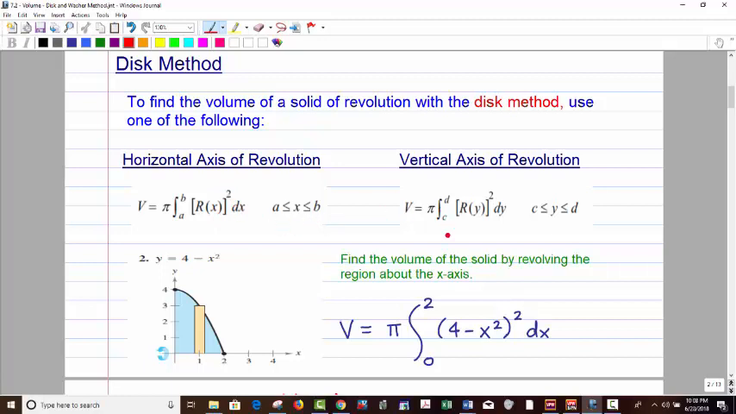And then if it's a vertical axis of revolution, your equation must be a function of y. So if it's y written as a function of x, you would have to perform the algebra necessary to rewrite it as x as a function of y. And you'll see that coming up shortly. And c and d represent vertical limits of integration. So a and b, like for this one, would be 0 to 2, and c and d would be 0 to 4.